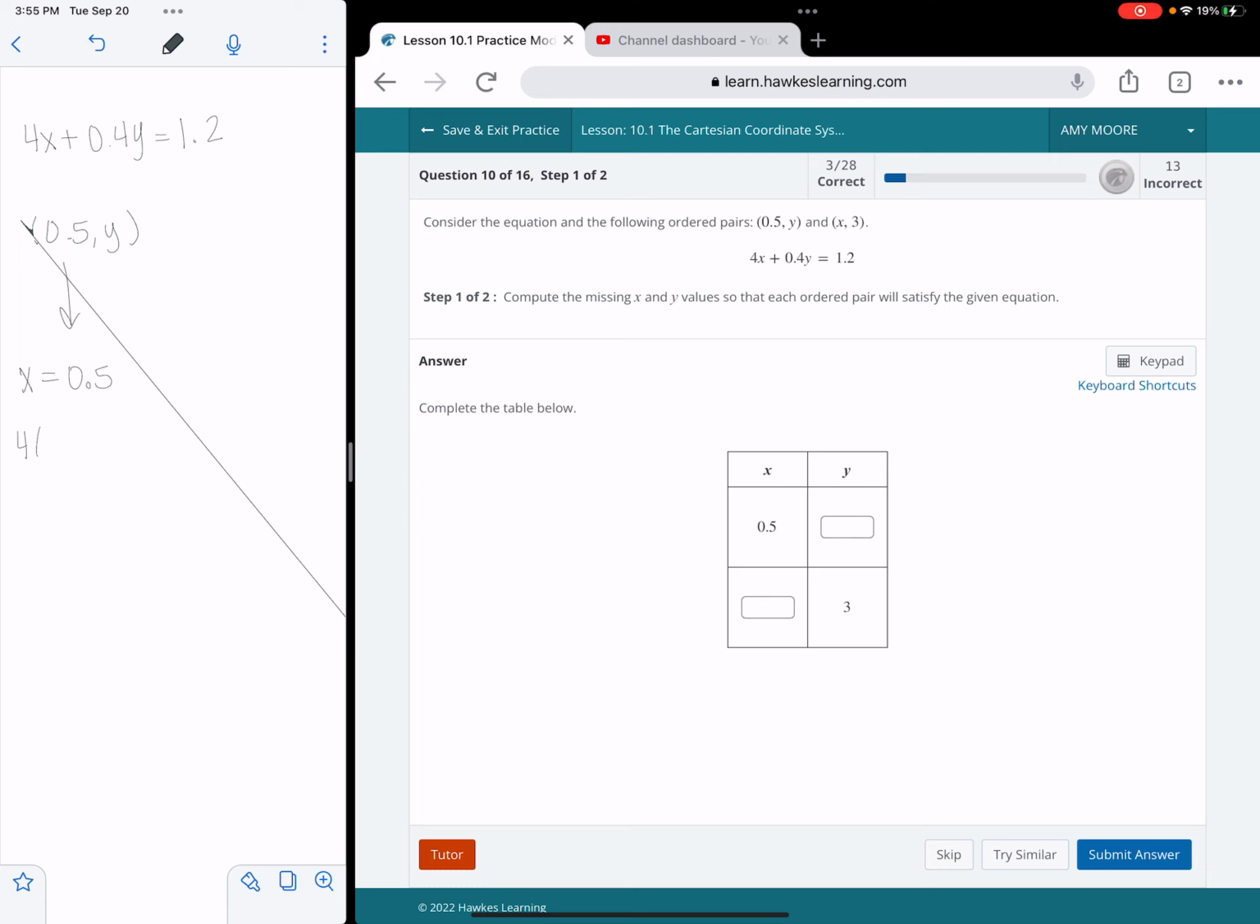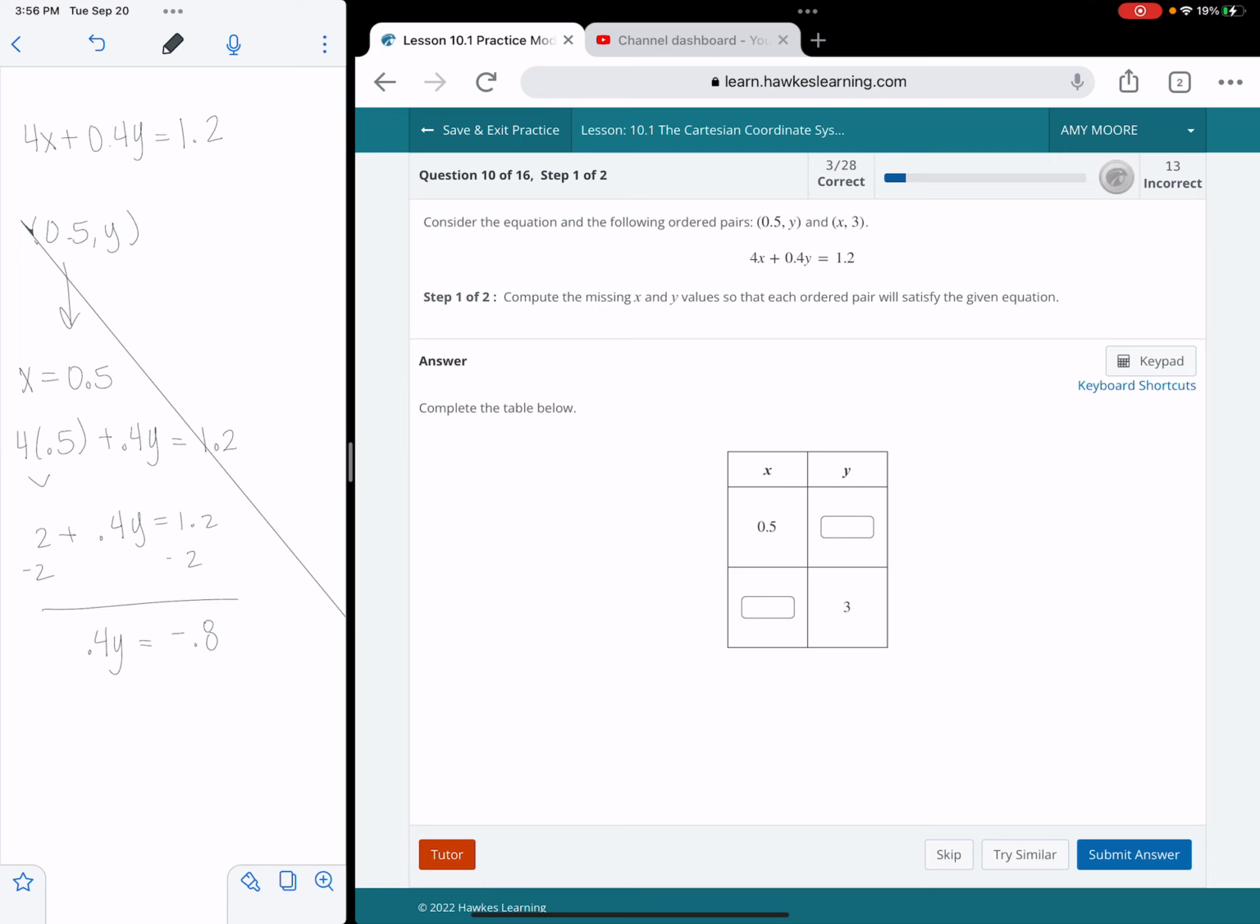So I've got 4 times 0.5 plus 0.4y equals 1.2. Okay, I'm going to multiply: 4 times 0.5 is going to give me 2. Carry everything else down. Subtract 2 from both sides. 1.2 minus 2 is going to give me negative 0.8.